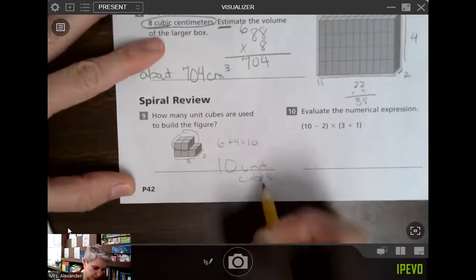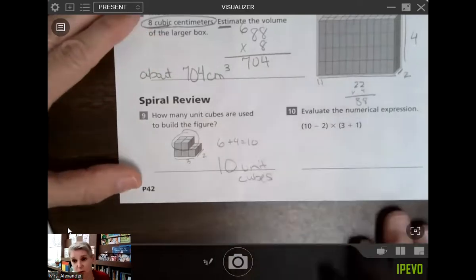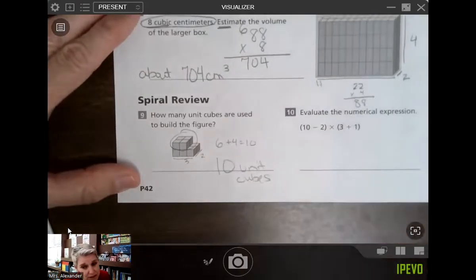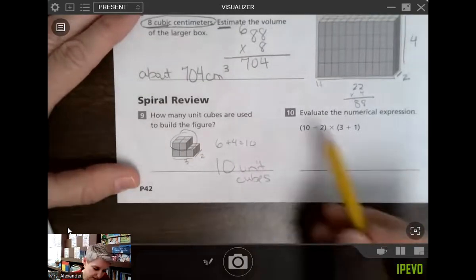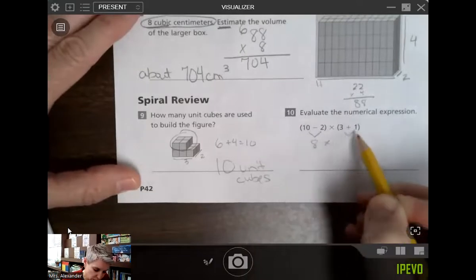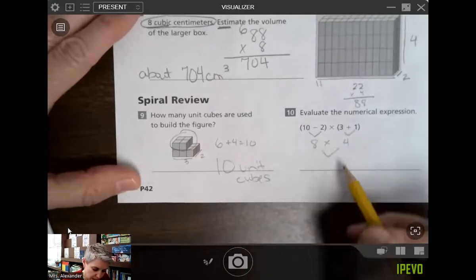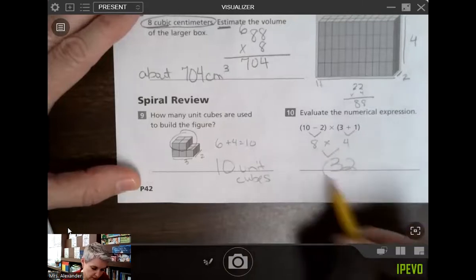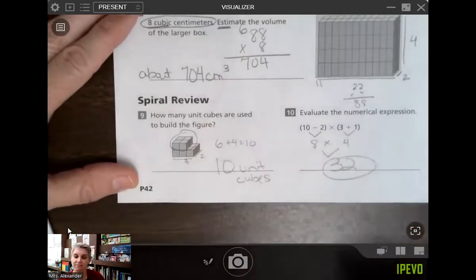I'm remembering to label. Oh, and look, we get to do an order of operations. What does it say? Parentheses first, 10 minus 2 is 8, times 3 plus 1 is 4. 8 times 4, we would get 32 for our final answer.